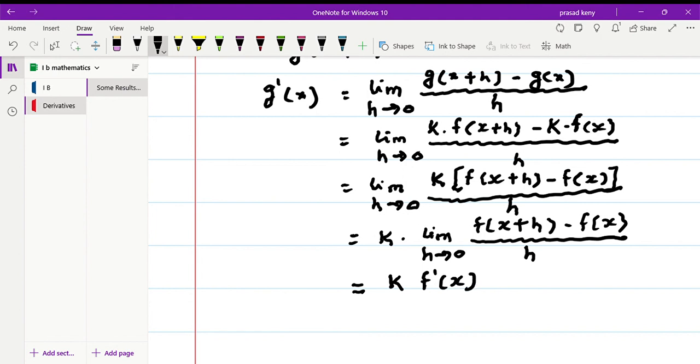So that shows the derivative of k times f(x). So this k is the coefficient of f(x), which I can take out of the derivative. So k into derivative of f(x).